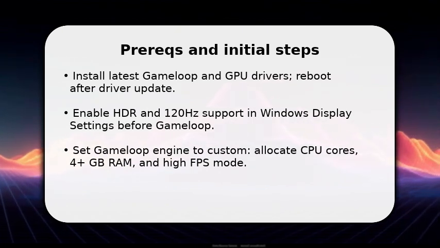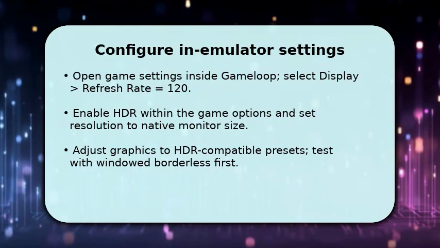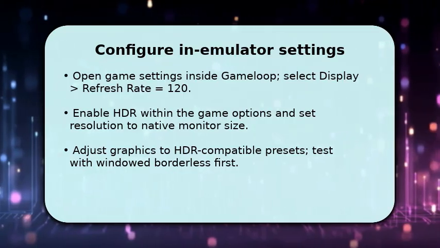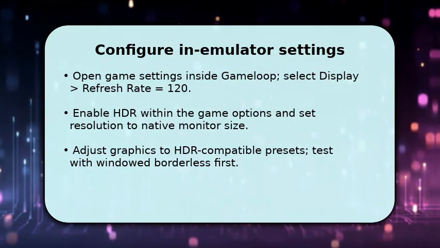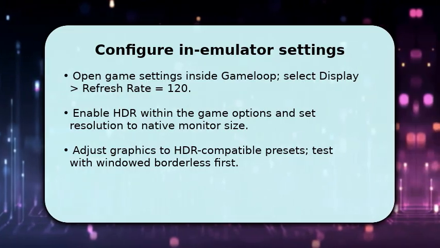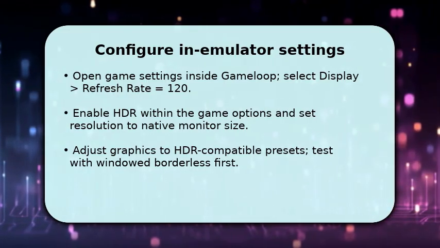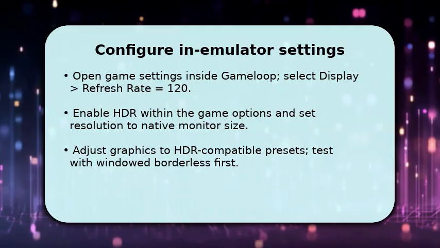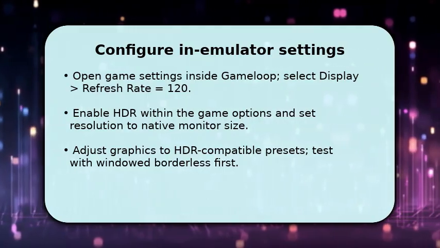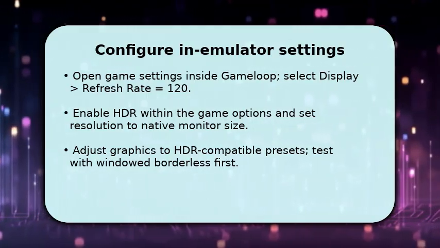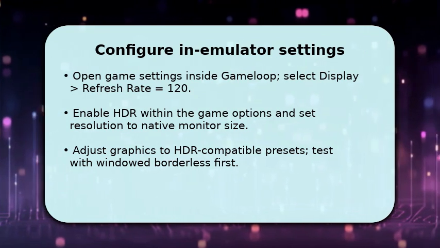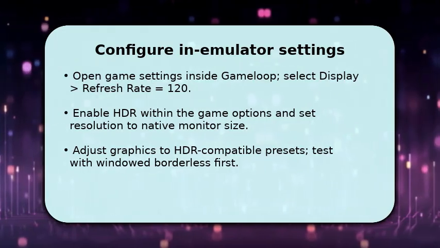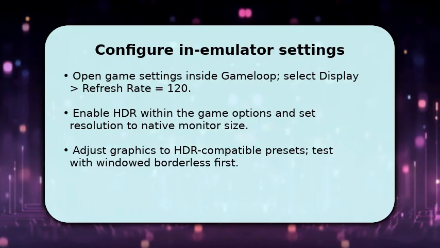emulator configuration. You now focus inside the emulator and the game itself. Launch the target game, go to its display or graphics menu, and set refresh rate to 120 Hz and resolution to your monitor's native size. This avoids scaling artifacts. Enable the game's HDR toggle if available, and pick an HDR-friendly graphics preset that keeps GPU headroom. Once done, switch Gameloop to borderless window mode for better color handling, and test a short match to verify 120 FPS and HDR visuals are active without overheating or frame drops.